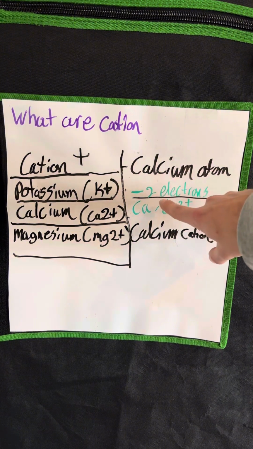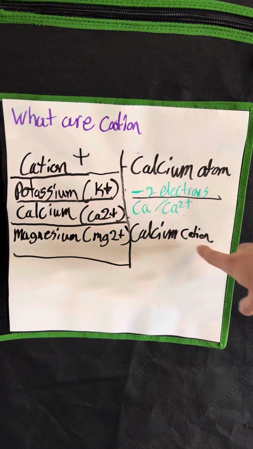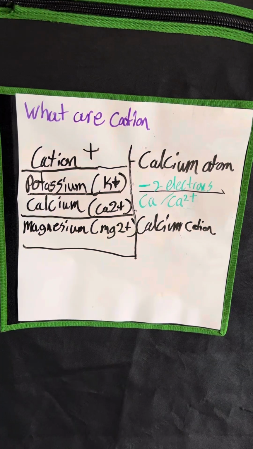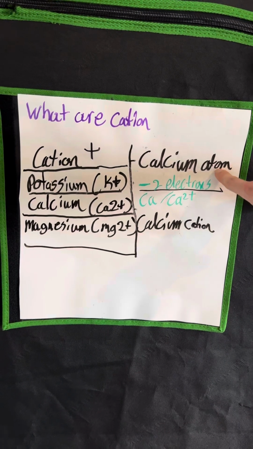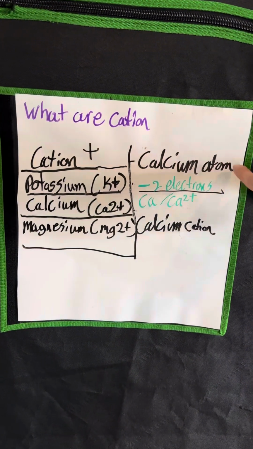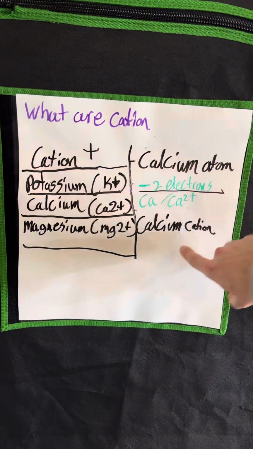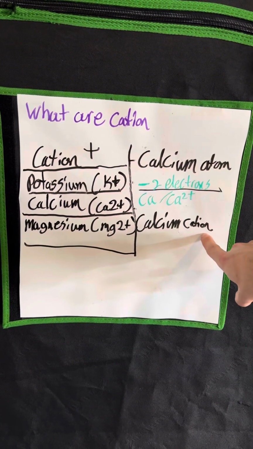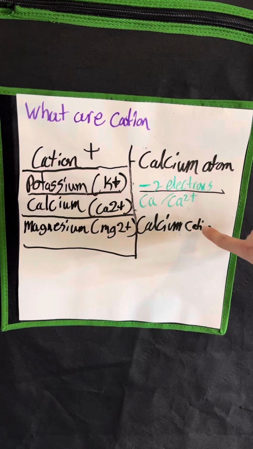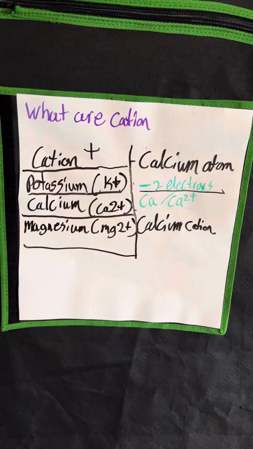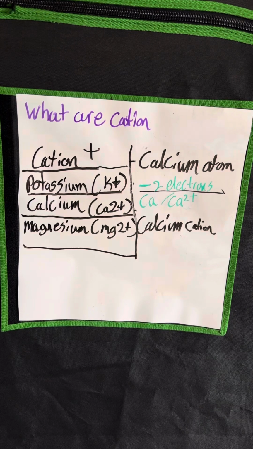So since calcium would lose 2 electrons to become stable, it would become a positively charged ion. As we lose our 2 electrons, calcium becomes a calcium cation, which is in an available form that the plant could actually uptake. Basically, once an atom of a metal loses its electrons and becomes positive, it becomes a cation, and it is now in a plant available form.